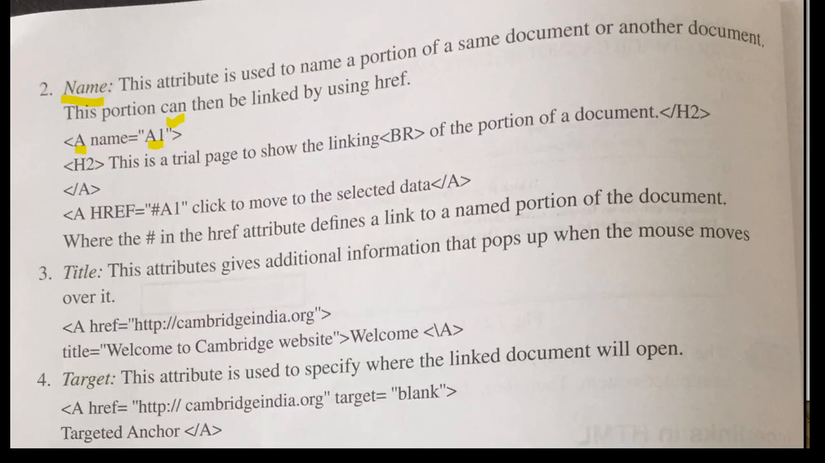Another attribute is a title. You can see this is a title, this title attribute in the anchor tag. So this attribute gives additional information that pops up when the mouse moves over it. So when you put your mouse on the link, there is additional information that pops up. Let's try this. Title attribute.